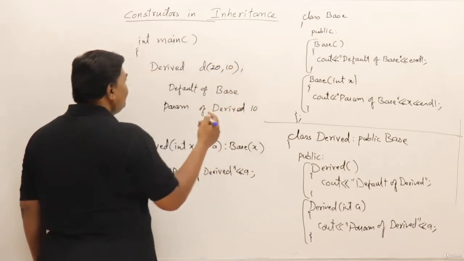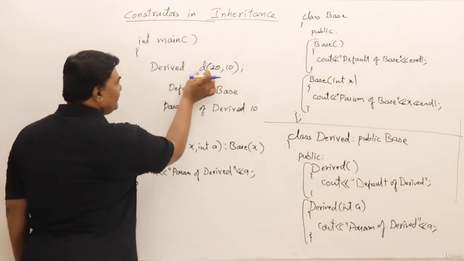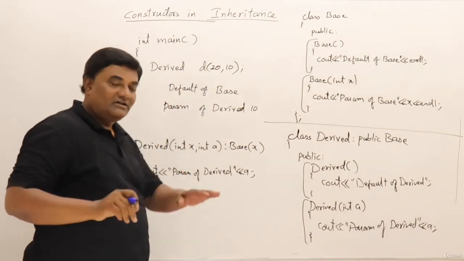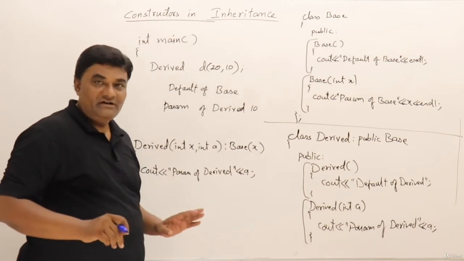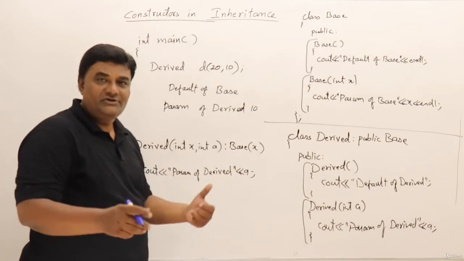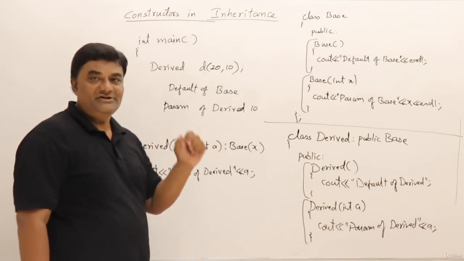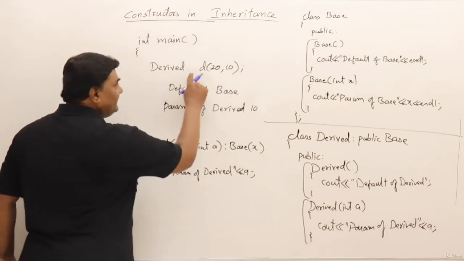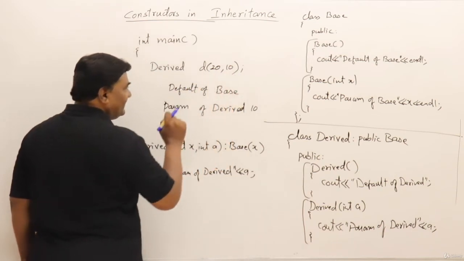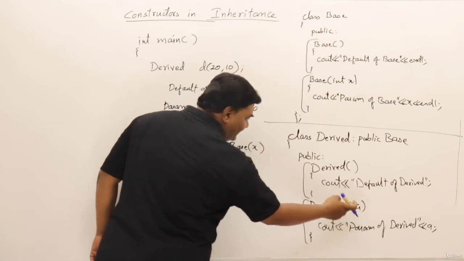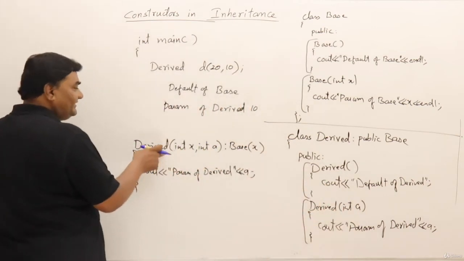Now tell me, which constructor of the derived class is called? This constructor is called. I am not saying executed. Calling is different, execution is different. Call means just it is called but not executed. When it is completed, then the procedure is performed, then we say executed. So I am calling the parameterized constructor of the derived class. So how many constructors are there? This is the default one. This is one parameterized. This is the second one. So I am calling this one.